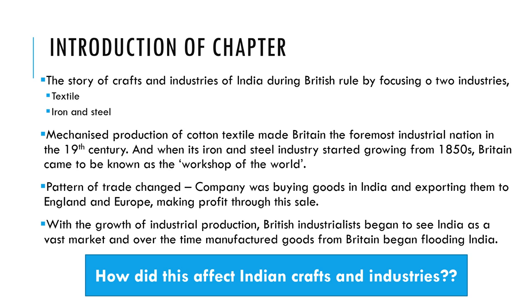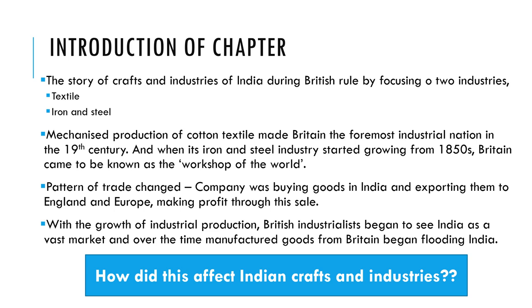Then we will see how the pattern changed. The company was buying goods in India and exporting them to England and Europe. As we all know, the British East India Company came into India just for trade purposes. But slowly they changed themselves from a trading company into a political administration. With the growth of industrial production, British industrialists began to see India as a vast market, and over time Britain began flooding India with manufactured goods. Now slowly the things were changing.